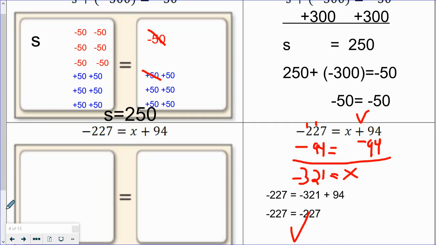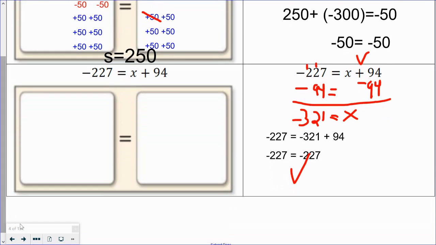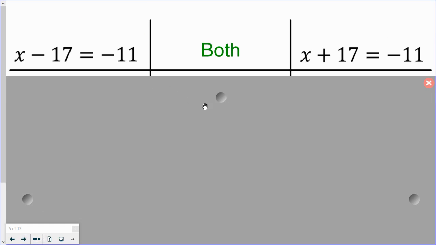Okay. All right, if you need to, pause this, come back, and then we are going to start the homework. So you might want to open that up in your Kami document. Oh yeah, I had to compare and contrast.